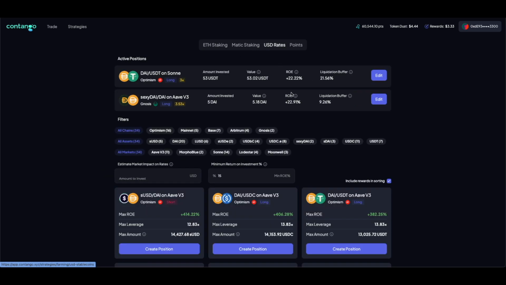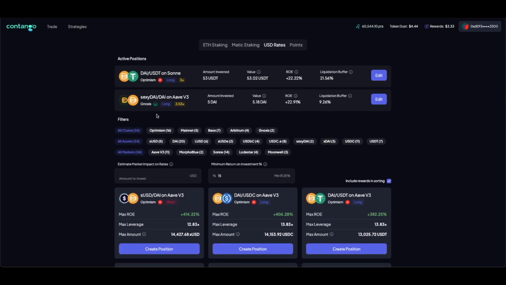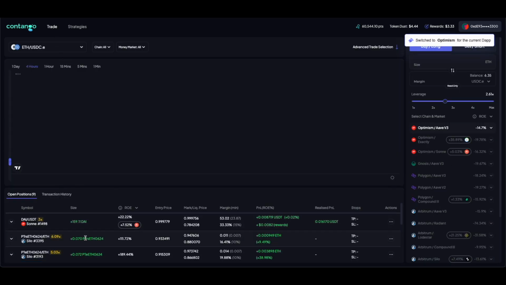This is a simplified version of the main trading interface. Under the hood, however, all positions on Contango are built the same way by looping on money markets, so regardless of where you open them, they'll be shown on both pages.